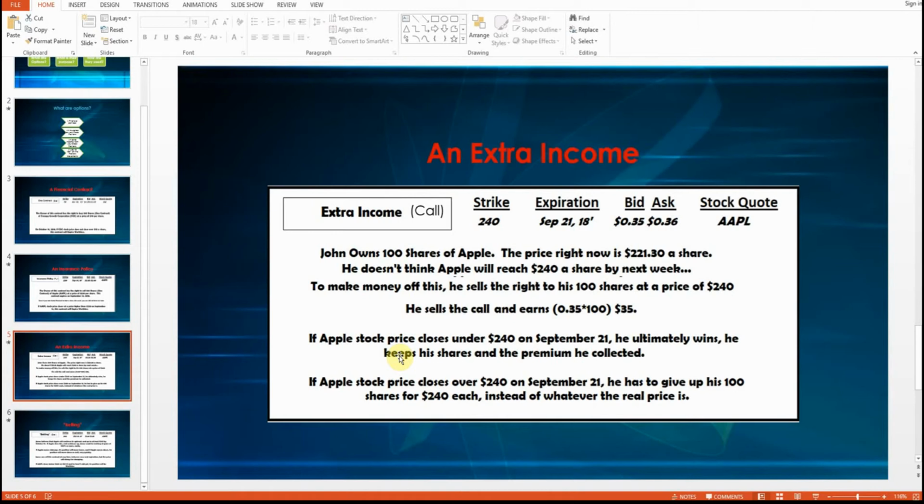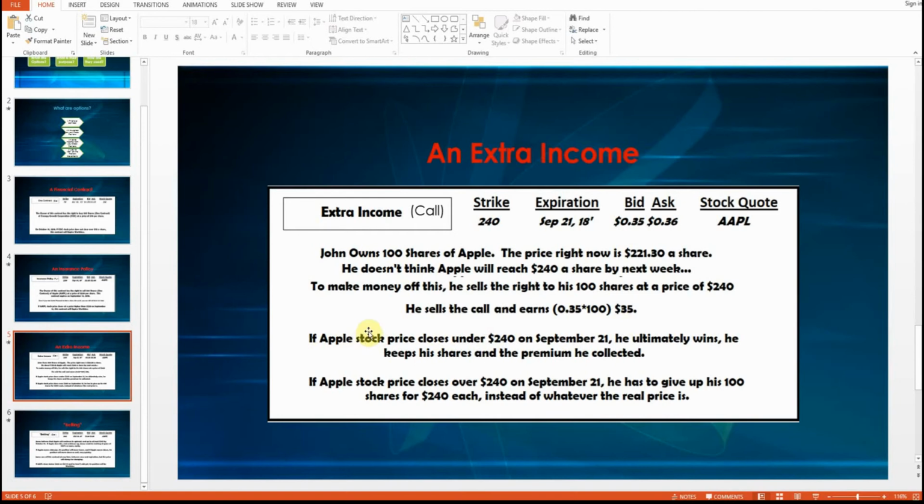So basically, if John owns 100 shares of Apple, and the price right now is $221.30 a share. So John doesn't think that Apple will go above 240 by next week. So to make money off that, he's going to sell the right to his 100 shares. He's going to sell a financial contract that says that anybody who buys this contract has the right to his shares if they reach 240 a share. So he sells the call and he earns $35.